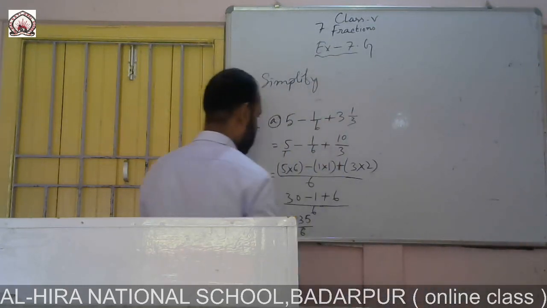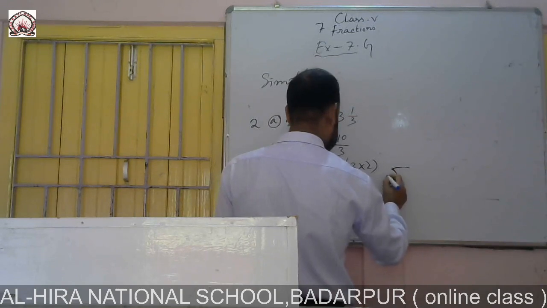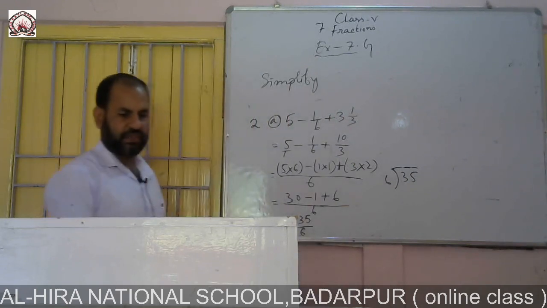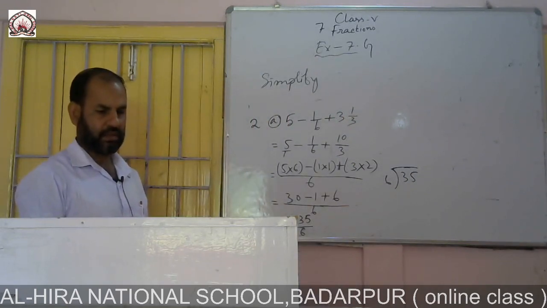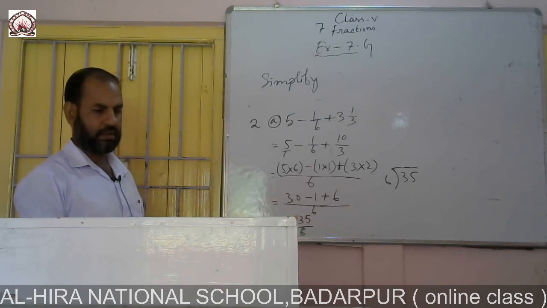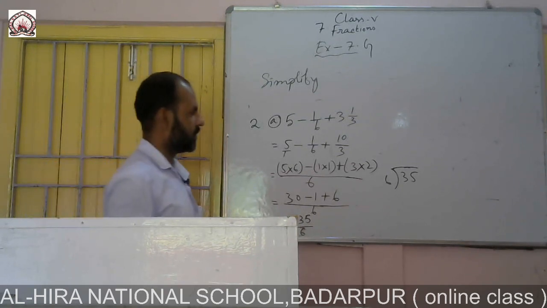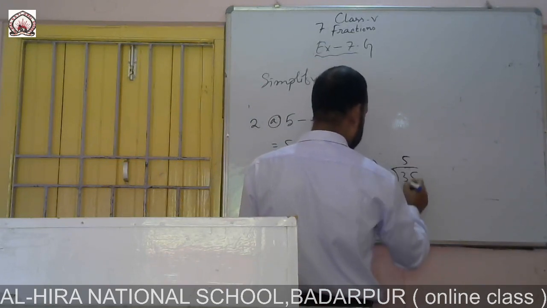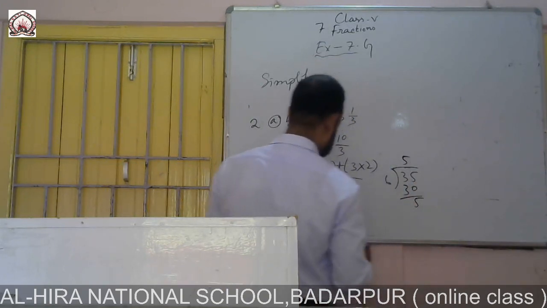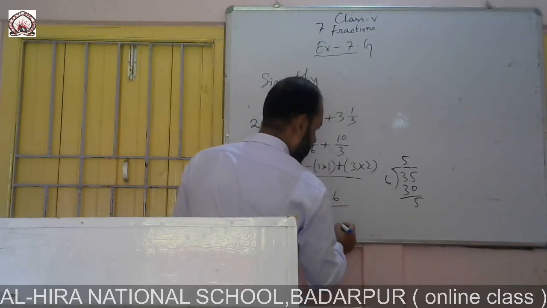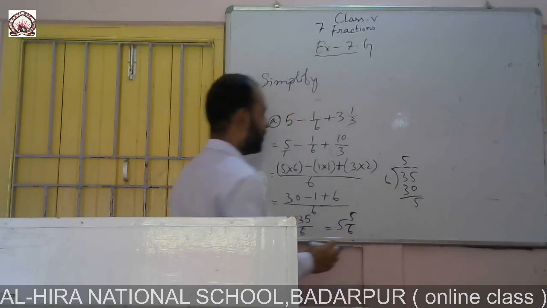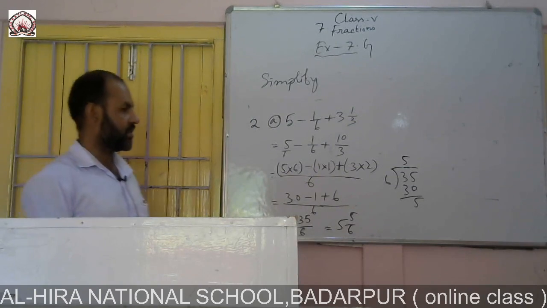So answer, if we do mixed fraction, then 6 into 35. 6 fives are 30, remainder 5. Answer is 5 by 6.